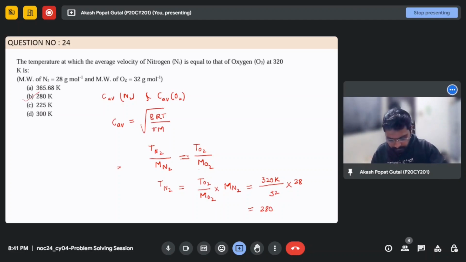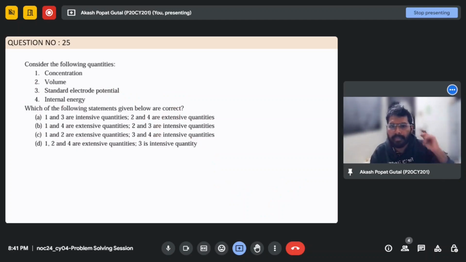Fine. So consider the following quantities: the concentration, volume, standard electric potentials, and internal energy. Which of the following statements given below are correct? A is 1 and 3 are intensive quantities, 2 and 4 are extensive quantities. 1 and 4 are extensive, 2 and 3 are intensive. 1 and 2 extensive, 3 and 4 intensive. 1 to 4 are extensive quantities, and 3 is intensive.